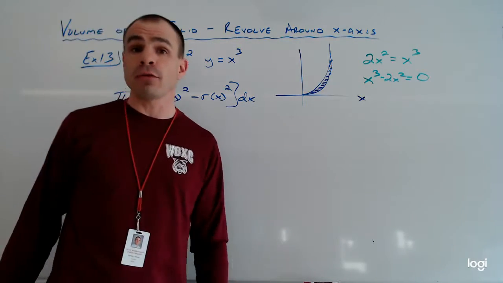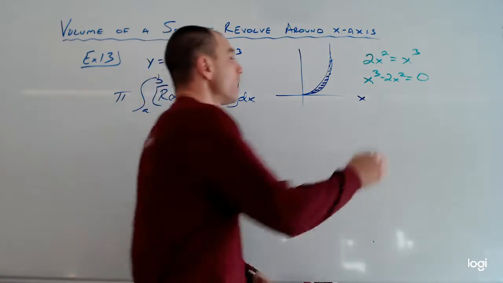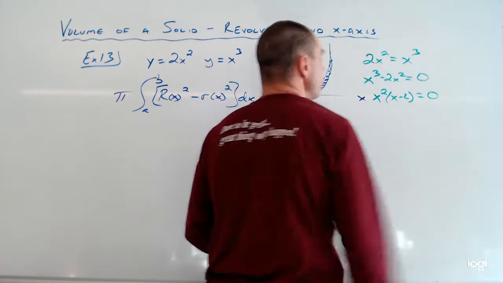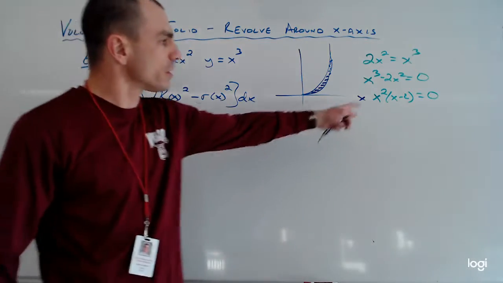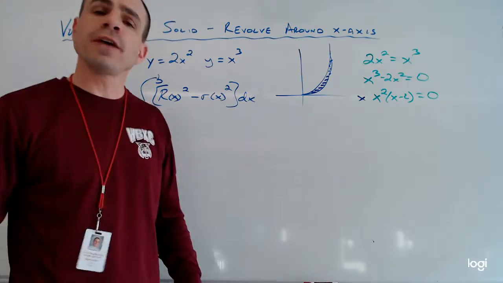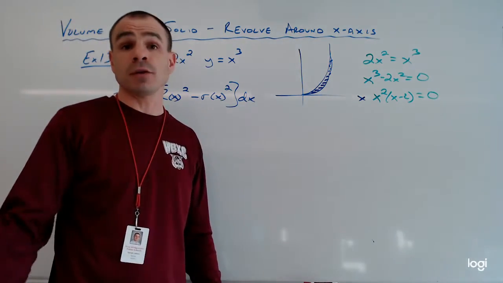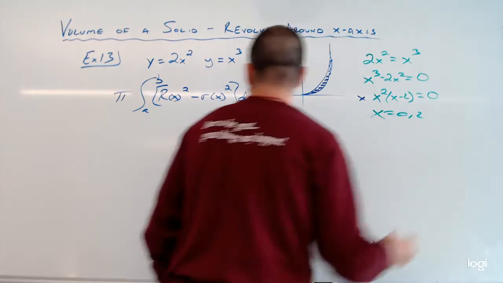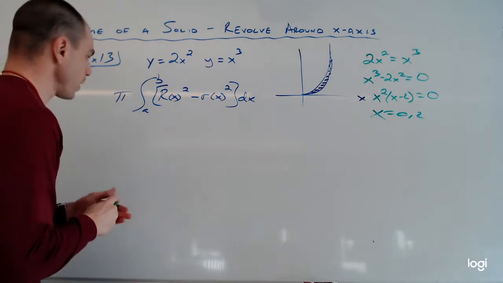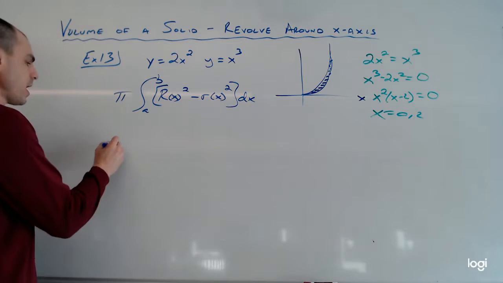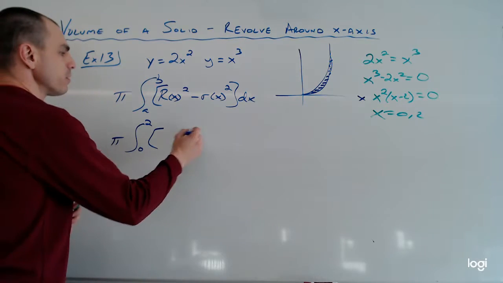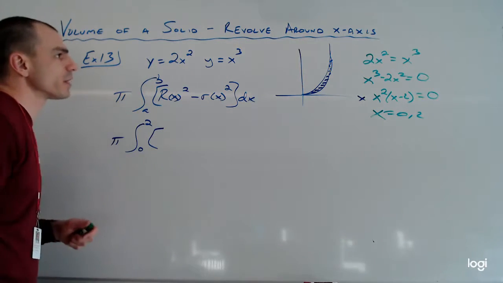Now we can factor out a common x squared, leaving us with x minus 2 when we divide out that x squared. And now we can clearly see that the two values of x in which the functions intersect are at x equals 0 and x equals 2. And those will be our bounds. So if I go back over here, I've got pi, and then the integral from 0 to 2, and now I need my outer function squared, my inner function squared.